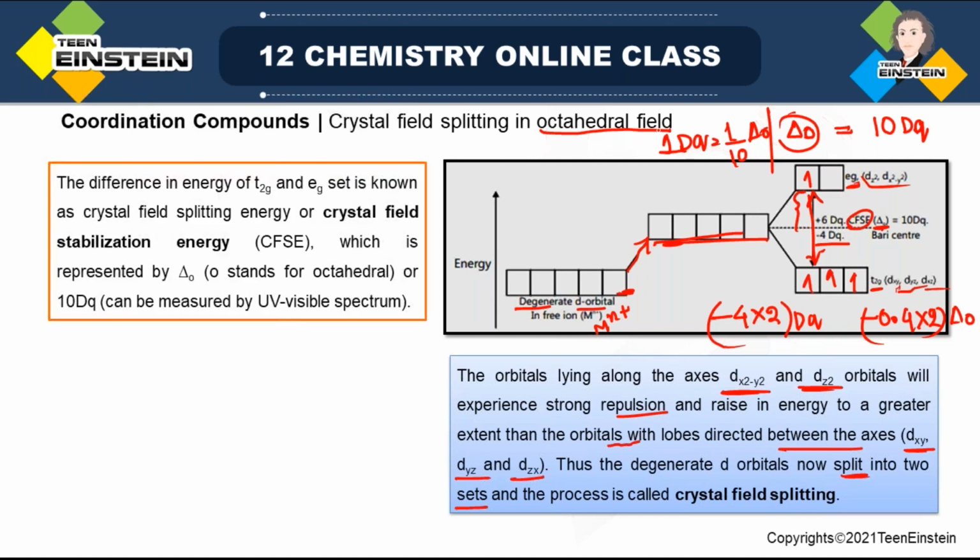So this difference between these two sets, that is the T2G set and Eg set, is known as CFSE, or crystal field stabilization energy. Now this is represented by del O or dq, and here O stands for octahedral. Now this energy gap falls in the region of the UV visible spectrum, because we know there are different regions depending on which wavelength or frequency the energy is matching to. Depending on that, we can have different regions in the electromagnetic spectrum if you consider. Fine. So it falls in the UV visible spectrum.